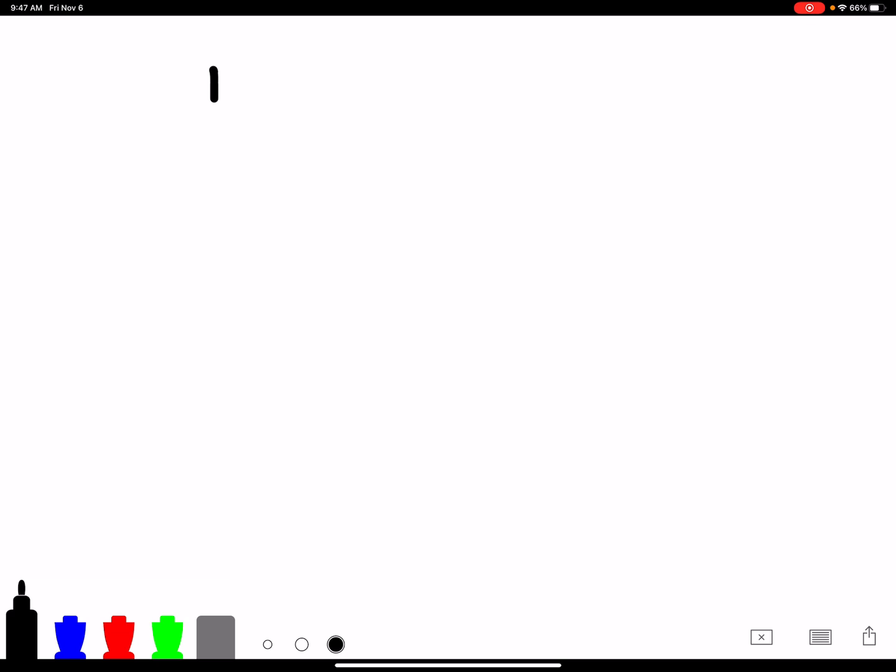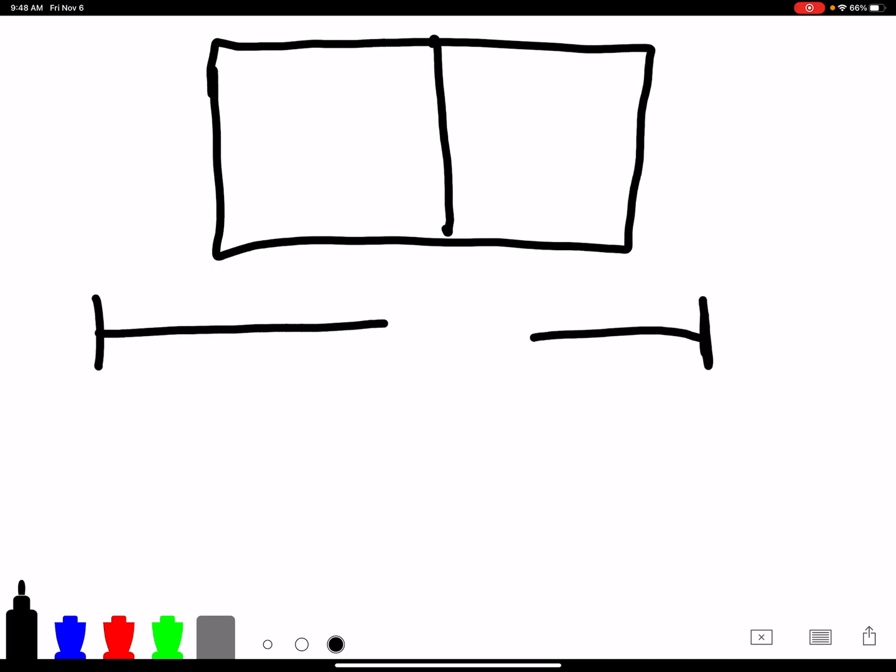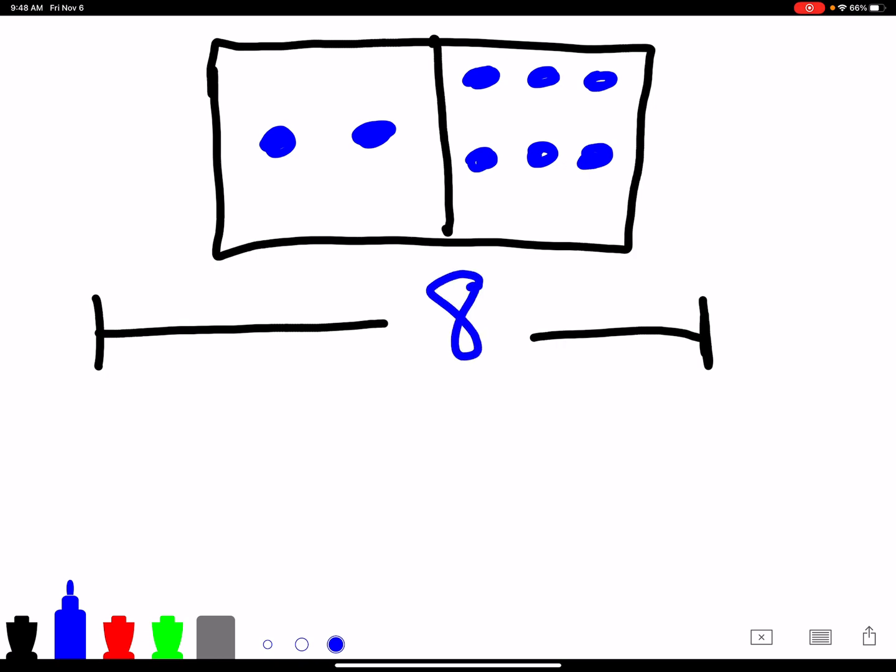Now, let's try a different example. And I promise this is your last one, and then I'm going to let you guys practice on Class Dojo. So, we're going to pretend we have 1, 2, 3, 4. Let's see, I'm going to put my dots, and then we have the whole as 8. So, if I was to ask you to write this in an equation, it could be addition, it could be subtraction. What do you think you would do? What do you think you would write down?